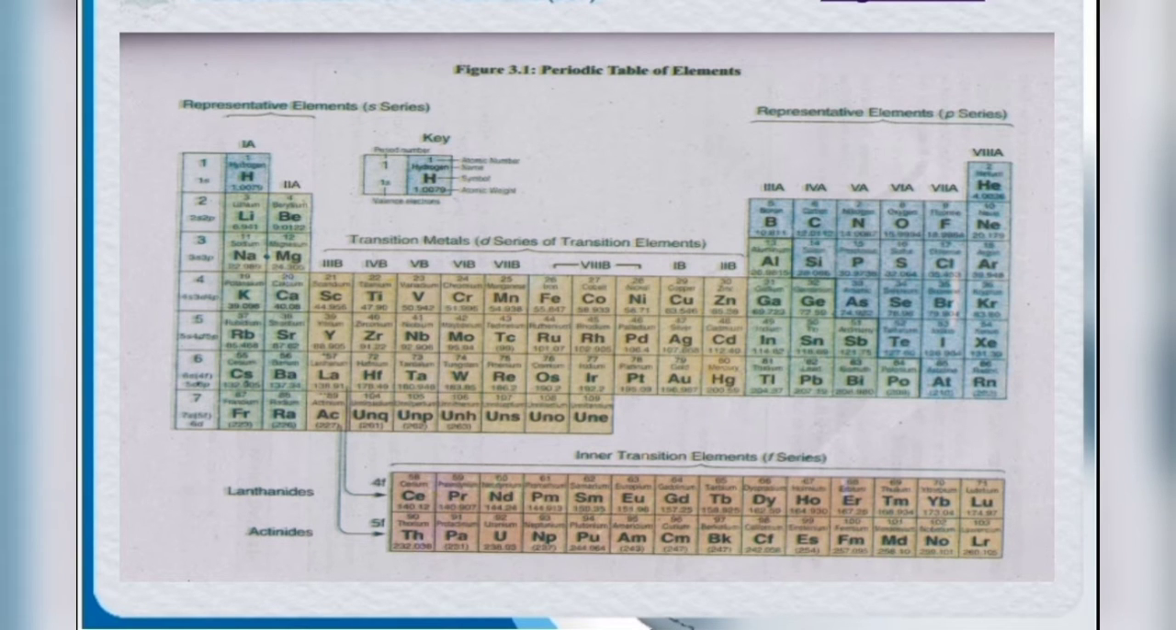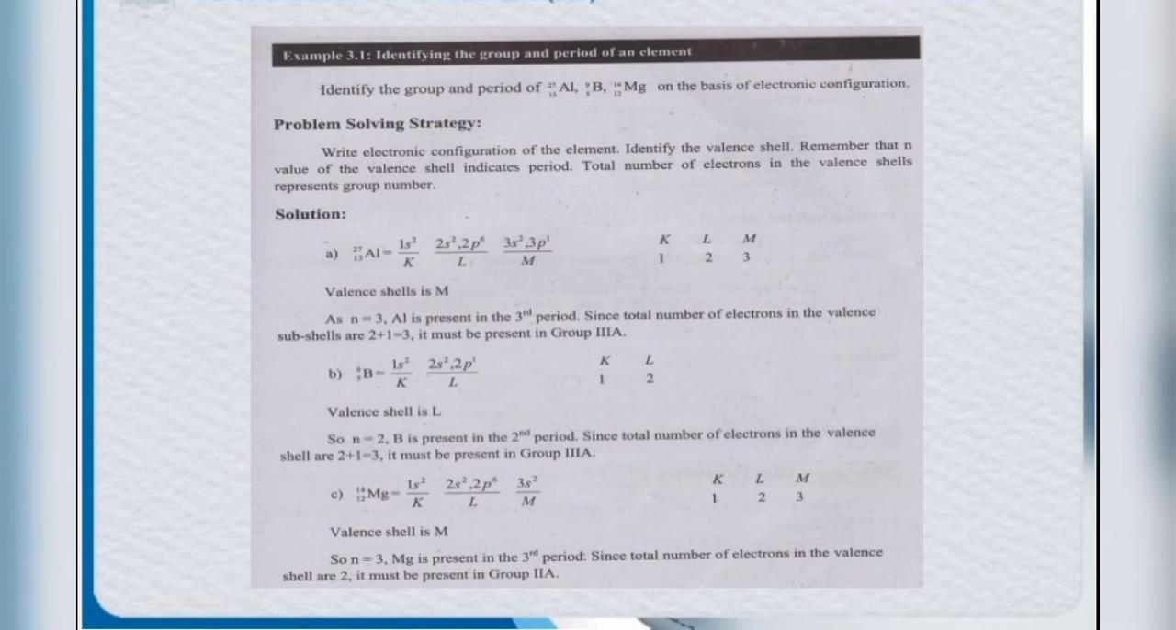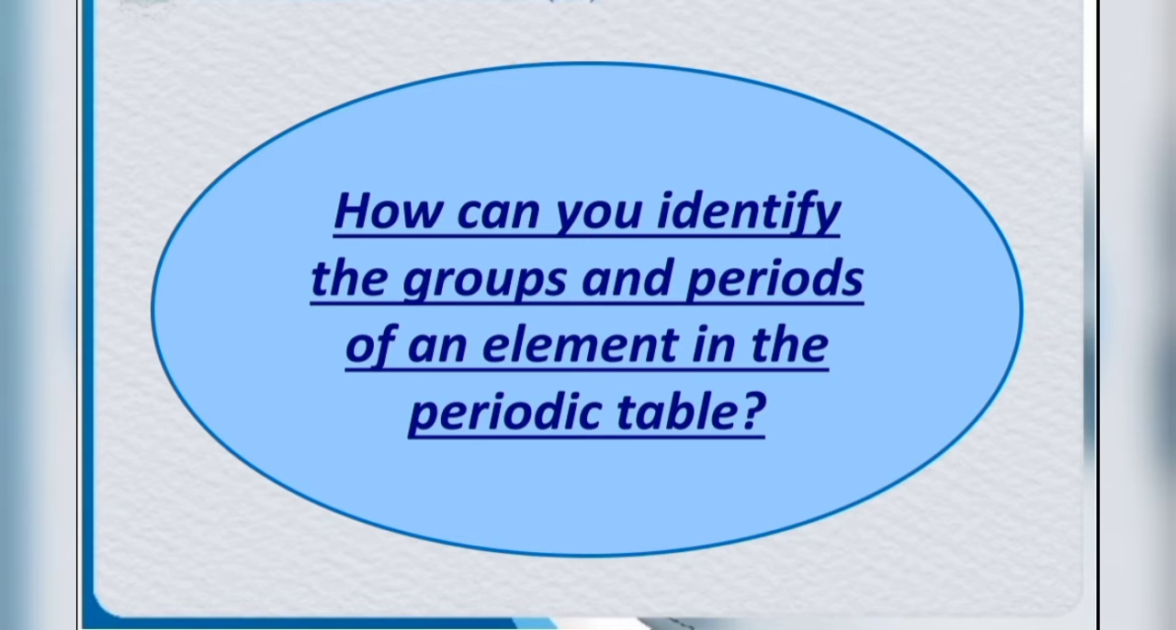Students, this is a periodic table. Open this periodic table in front of you for better understanding the concept. This periodic table is given on page number 44. Students, this is your book, page number 46. Open this page in front of you for better understanding. Students, how can you identify the groups and periods of an element in the periodic table? Think about it.